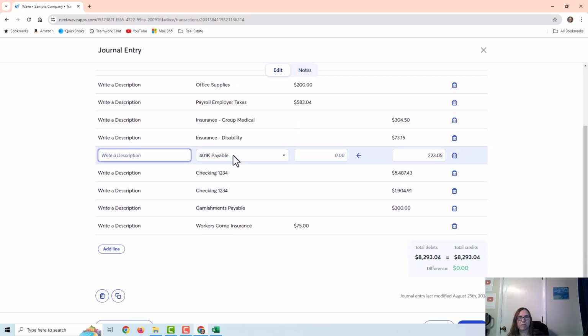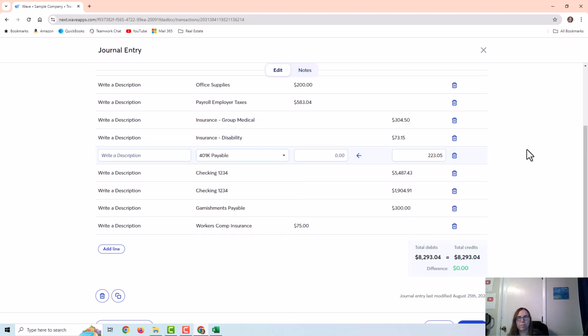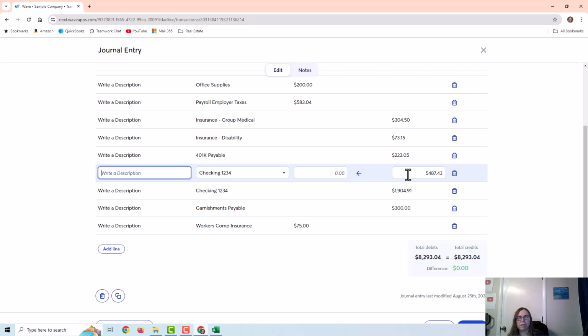And then there was a 401k contribution of the employees. That's a credit to a liability account to show that those will be paid at some point to the 401k administrator. The net pay is going to be a credit to subtract from the checking account, because that's going to be a deduction from the checking account, and this is an asset account.